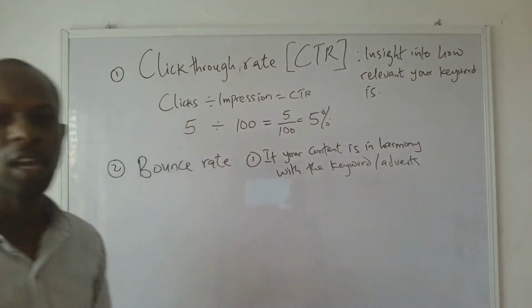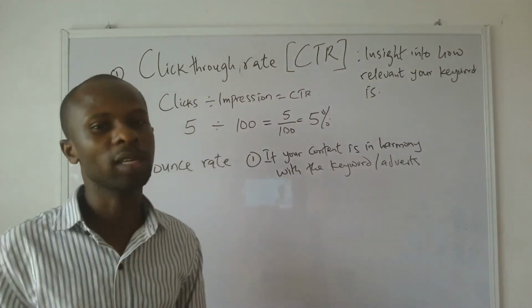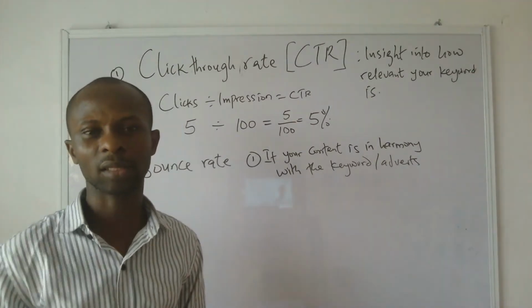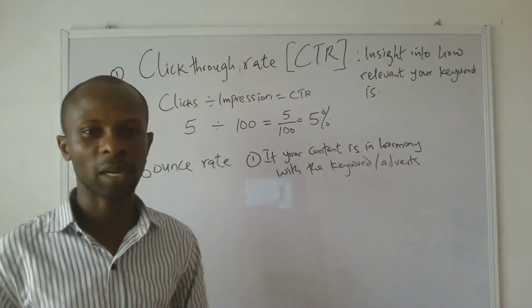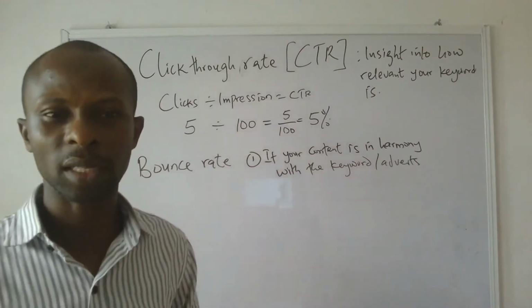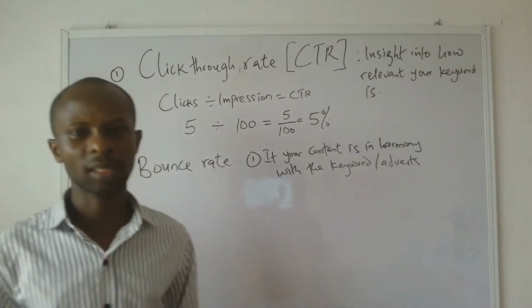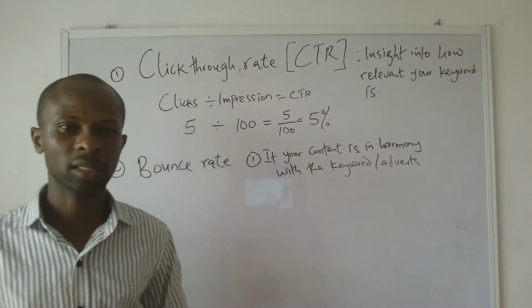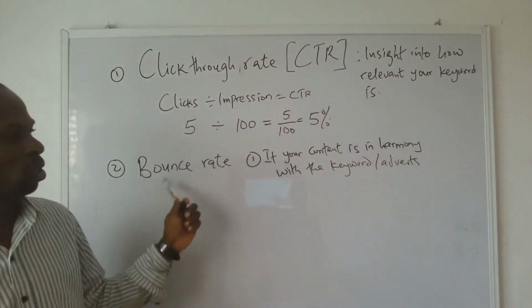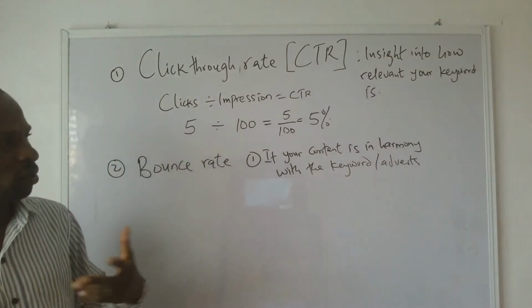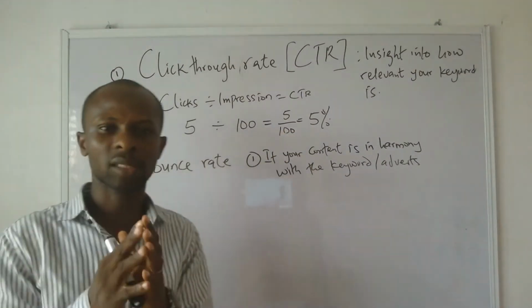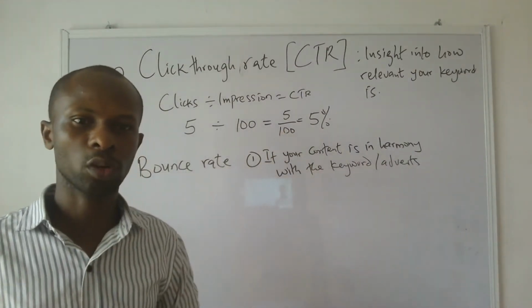For instance, if somebody is searching for where to learn digital marketing, and then when they get on the site, they see stuff around digital marketing, most likely they will stay. But if somebody is looking for where to learn digital marketing and they land on your site and they see that you are selling children's stuff, most likely they will bounce off. So your bounce rate gives an insight into how your content harmonizes with your keywords and your advert.